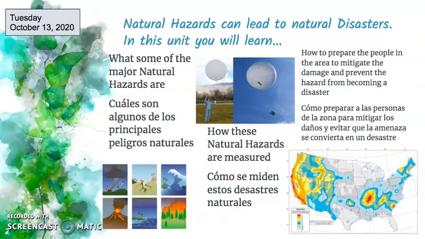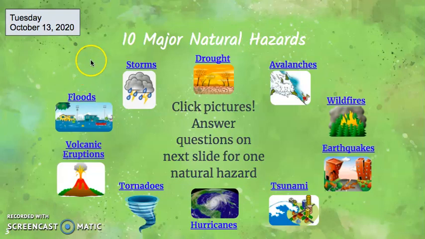Also, we want to learn about reading weather charts, because the ability to analyze weather is super important when it comes to natural hazards. And you'll see why later. We've got 10 major natural hazards here. Let's see what we should do on the slide.